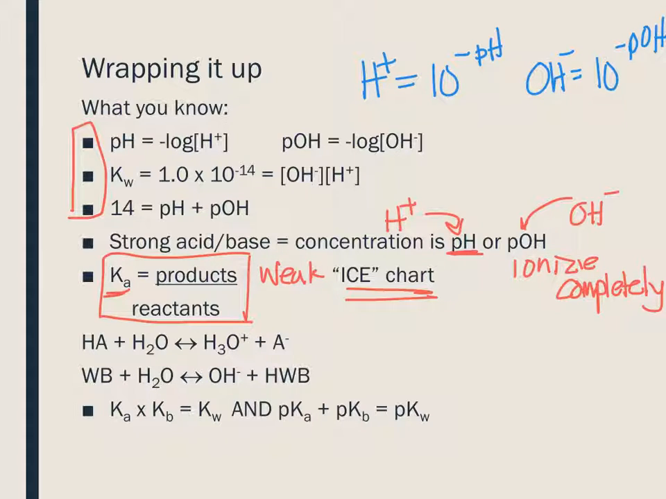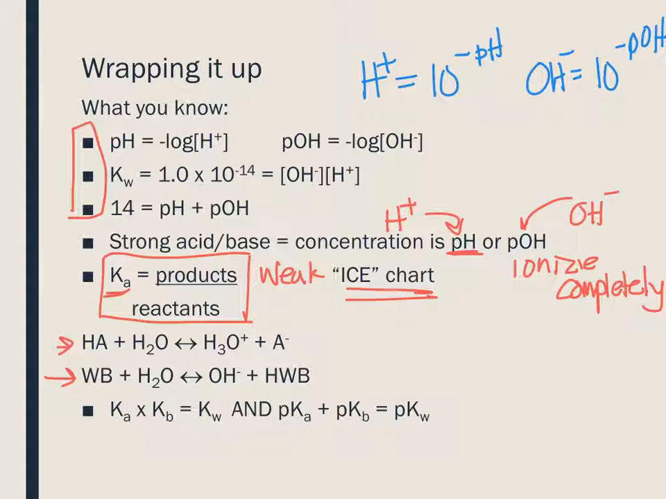The generic equation for a weak acid is HA plus water makes H3O plus and A minus. For a weak base, it's weak base plus water makes OH minus and the weak base with an H attached, so we're calling that the base and the acid.